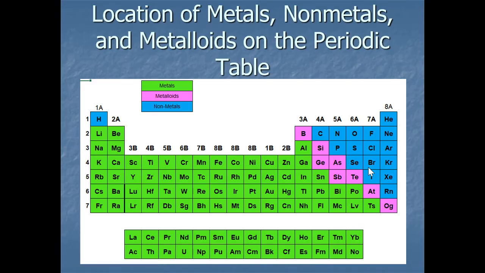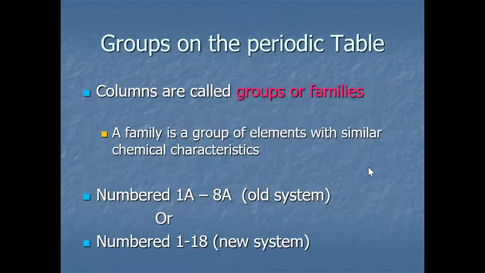Okay, so we know which elements are solids, liquids, and gases and man-made. We know what elements are metals, nonmetals, and metalloids. The next way the periodic table is organized or sorted is according to groups or families. Now, groups are numbers. Groups are numbers.